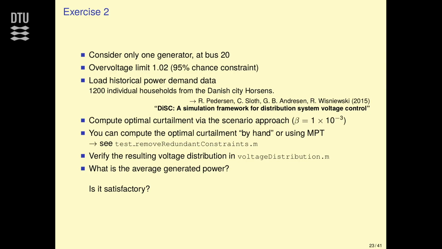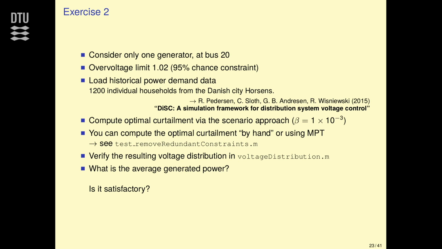It's exactly the same setup. That's why I wanted to mention it now. Exactly the same setup. The historical data is exactly the same. By the way, this is the Danish city of Horsens, which I'm not sure where it is. But this is historical data collected from somewhere here. And then, together with the other one, now you have to compute the optimal curtailment with this scenario approach. I'll tell you which beta to use. And you can do it by hand because I told you it's just a mean operation, or you can use the MPT toolbox.